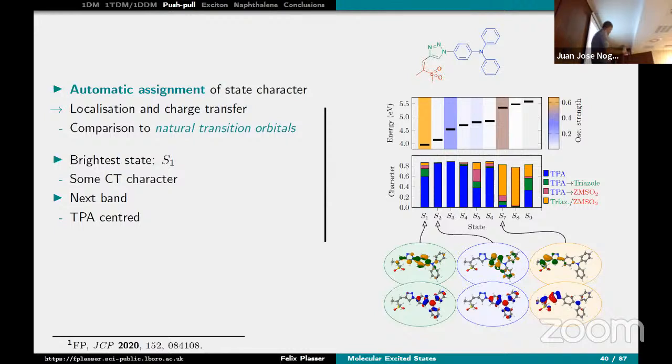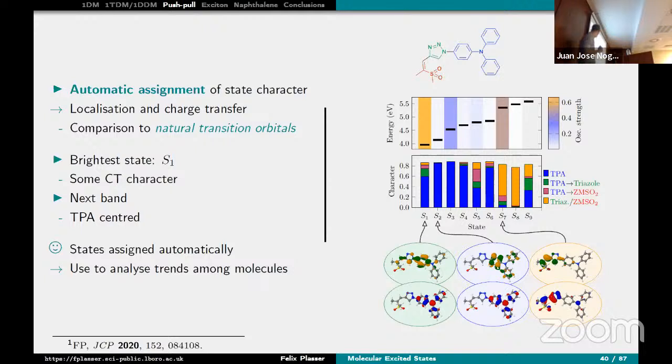Then we see, for example, the brightest state is S1, it has some charge transfer character, and this is the TPA center. So again, you just press a button, you just have to specify the fragments, and everything else happens behind the scenes, and then you get a plot like this, and you can analyze the states, you can show trends and so on.